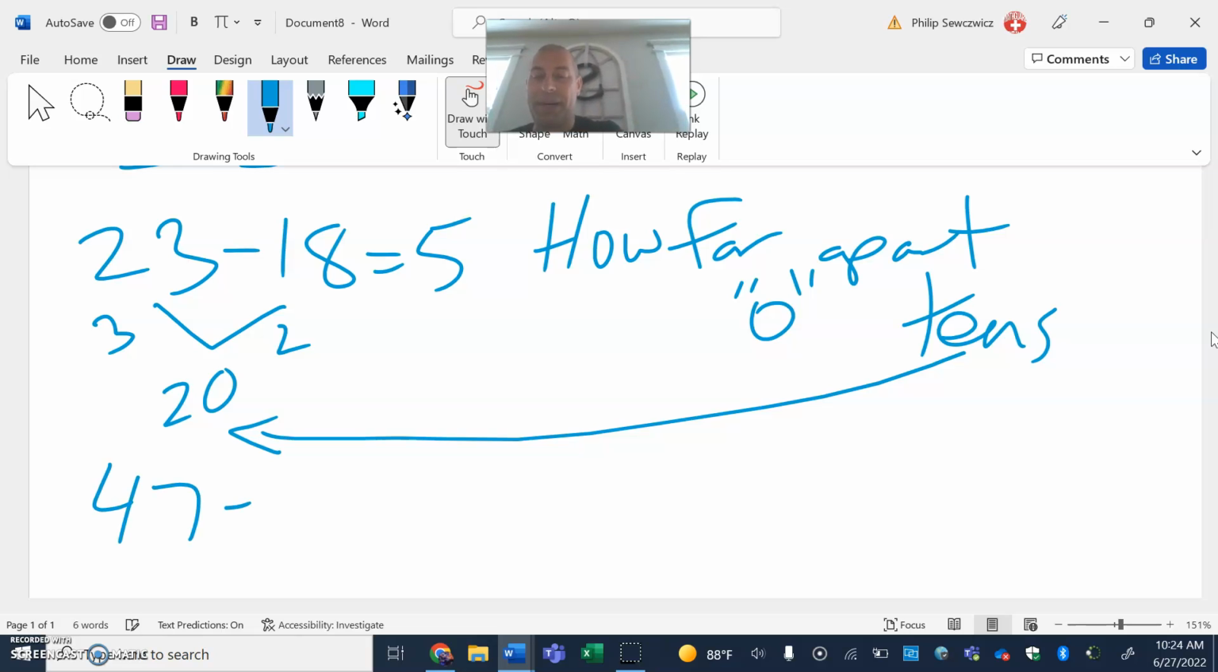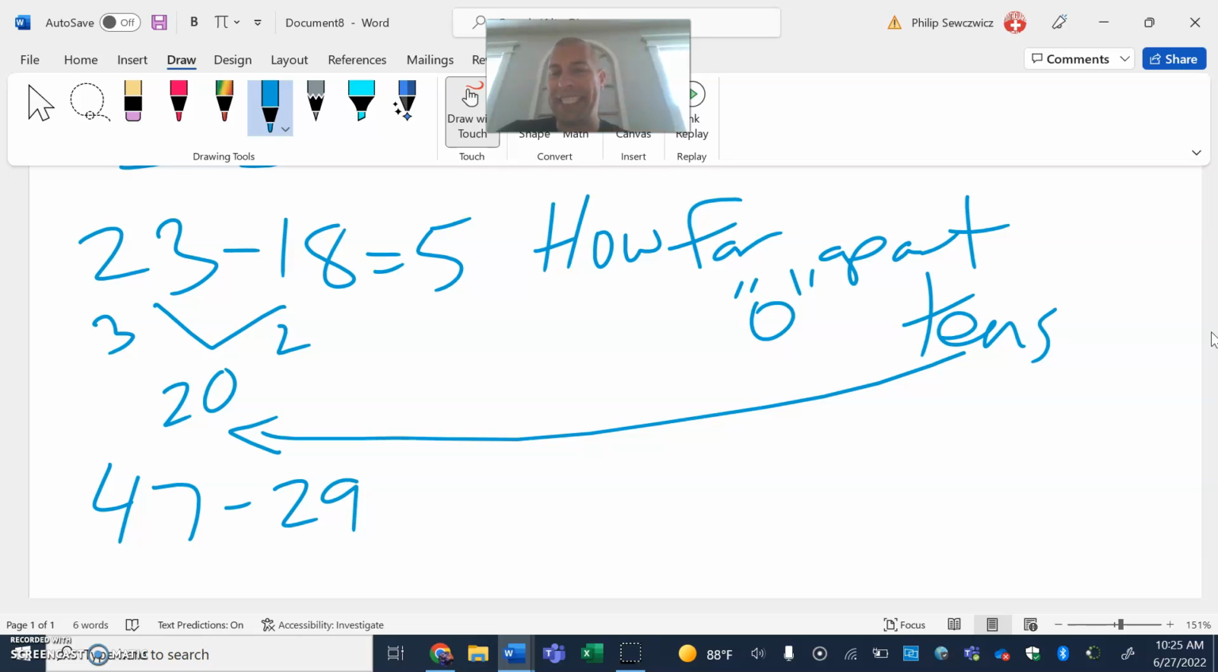All right, so let's try this. Let's try 47 minus 29. Okay, what can we use? Well, I could use 40, right? I could use 30. Yeah, it's not going to make any difference there. I find it's easier to actually start with the smaller number.